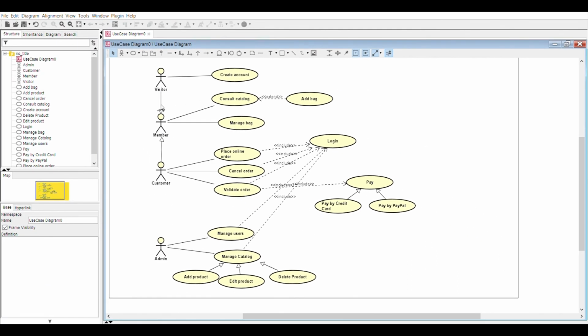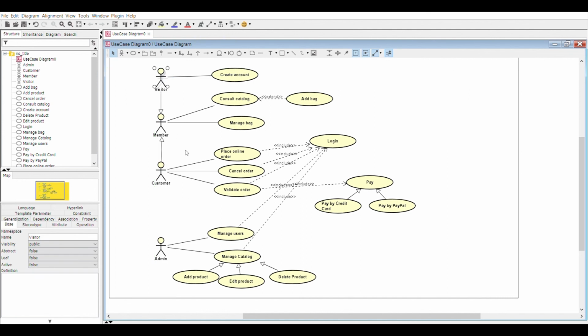So it means that the customer and the visitor will inherit the behavior of a member. And member is in fact an abstract actor. We use it when we have actors that have a common behavior. It represents an abstract role shared between two actors, visitor and customer. And adding this actor is optional. We can keep our diagram without it. It's also correct.